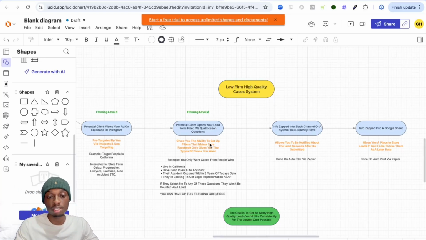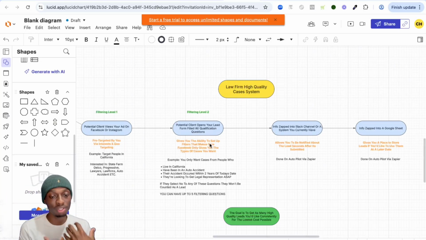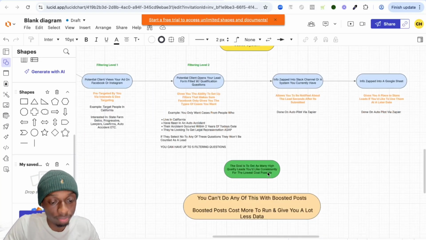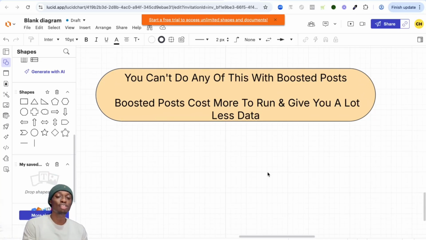They have a receptionist, they have a litigation attorney, they have marketers, people on the team as marketers, because marketing is how you get your name out there and how people know of you, so they can then contact you when they need some of your legal help. Okay. More to the story. You can't do any of this with boosted posts. Boosted posts cost more to run and give you a lot less data.